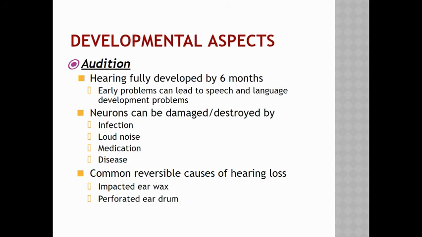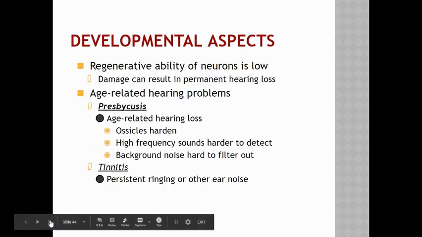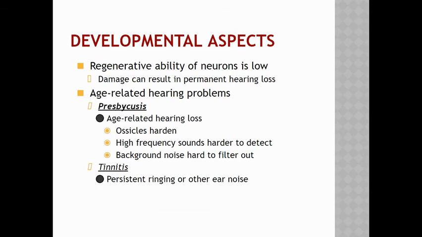Neurons can be damaged or destroyed by infection, loud noise, medication, disease. Common reversible causes of hearing loss are impacted earwax or perforated eardrum. However, neurons that have been damaged or destroyed by infection, noise, medication, or disease often do not regenerate. So hearing loss by those means is often permanent. So regenerative ability of neurons is low.